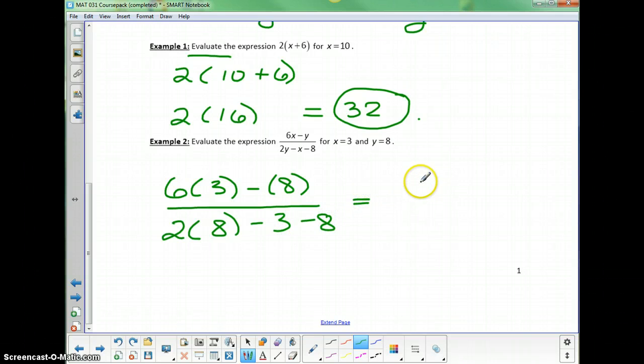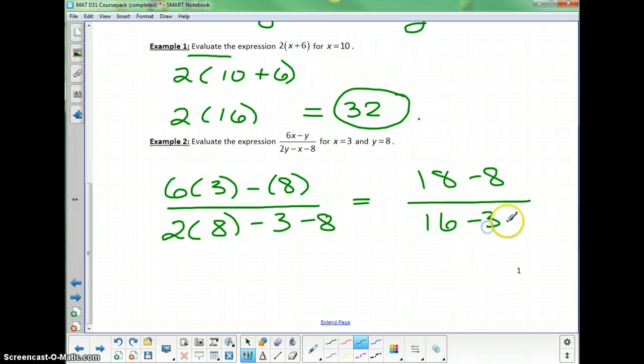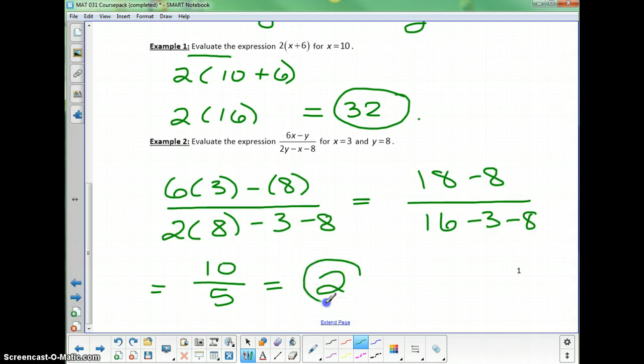So let's simplify this. 6 times 3 is 18, minus 8 on top. 2 times 8 is 16, minus 3, minus 8. So far so good. The top, 18 minus 8 is 10. And on the bottom, 16 minus 3 is 13, minus 8 is 5. And then I finish my division. 10 divided by 5 is 2. So the simplified expression turned into a 2 once I evaluated it for x equals 3 and y equals 8.